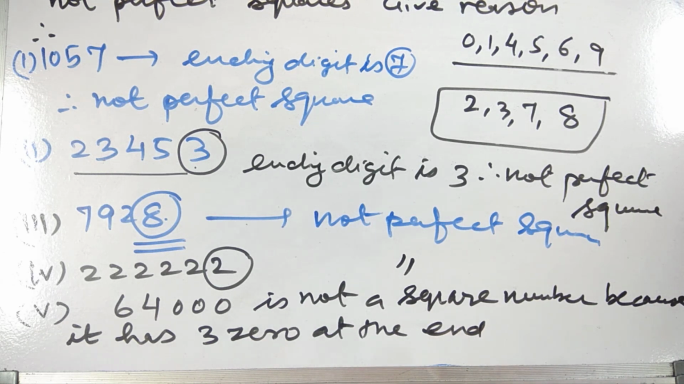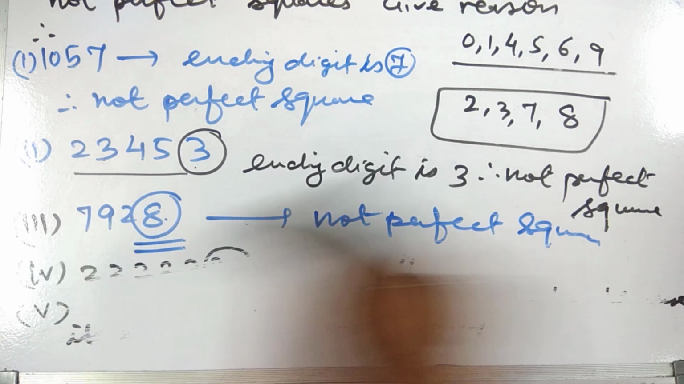Students, if there are 2 zeros at the end, 4 zeros at the end, 6 zeros at the end, then the number is a square number, otherwise not a square number. In other words, a square number can have only an even number of zeros. But in 64,000, the total number of zeros is 3. So not an even number of zeros. So this is not a perfect square, students.